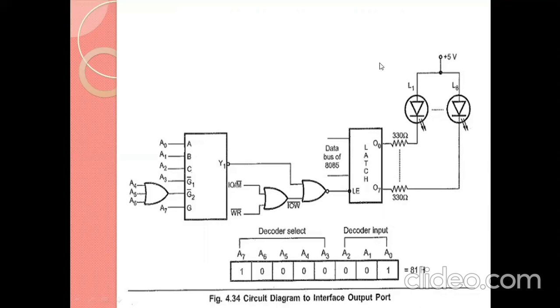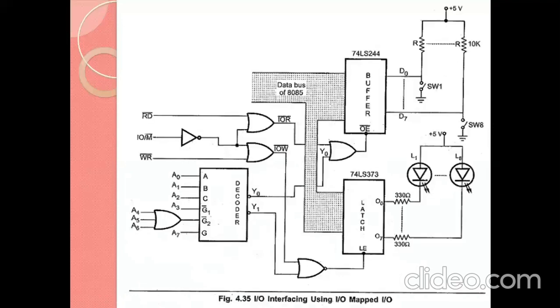Now from the microprocessor, the data is sent to the latch. From the latch, the data is sent to the output device. Suppose I want to enable all the LEDs: if I send FF, all the LEDs will be on. If you give 00, all the LEDs will be off. So this is the IO mapped IO technique.